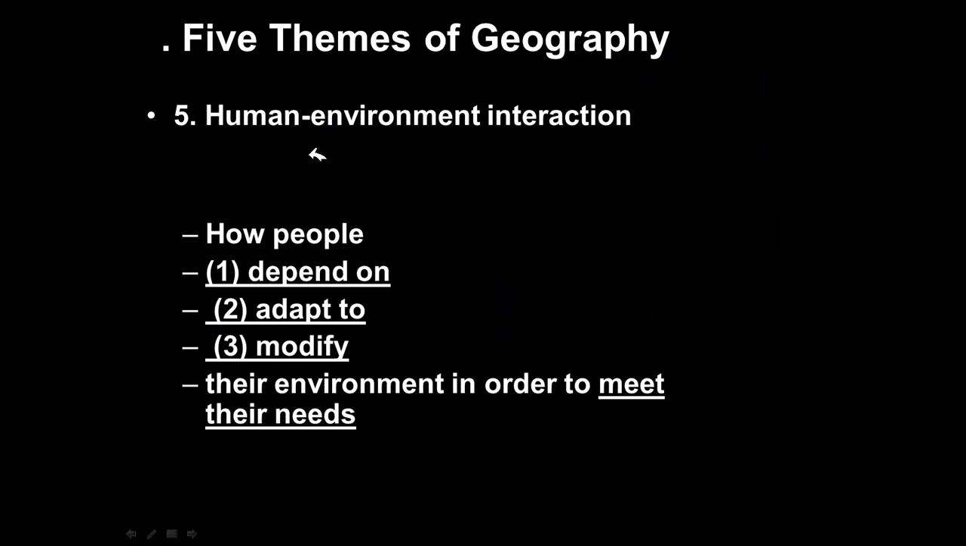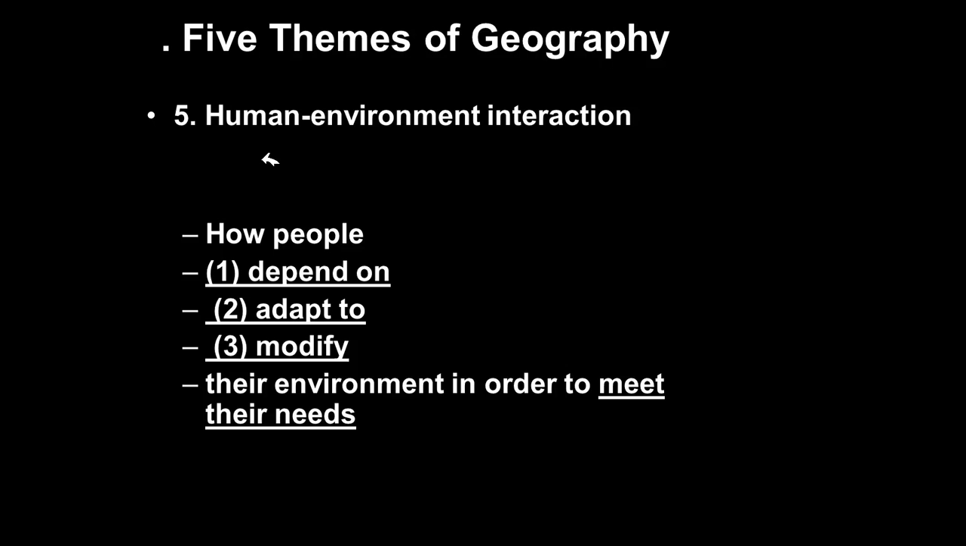The last theme of geography covers human environment interaction. And this covers, make sure you are writing this down, human and geographic interaction. This should be written right here on your notes outline: the study of the interrelationship between people and their environment. Once again, the definition for human environment interaction is the study of the interrelationship between people and their environment.